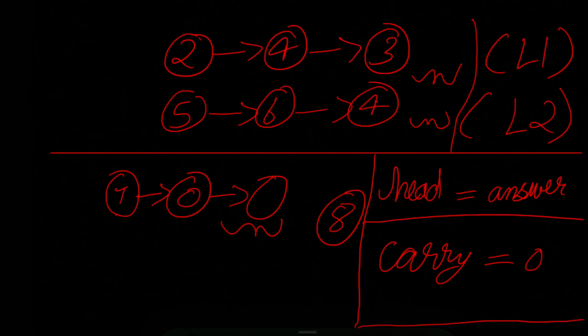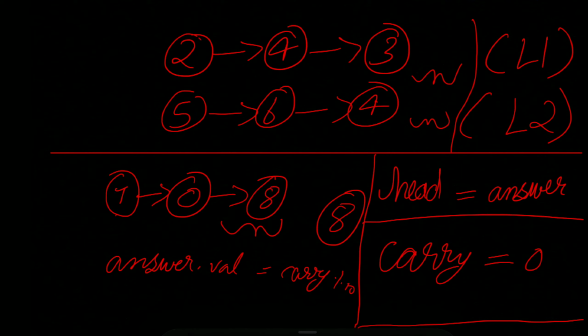Okay. So now what will happen? Now we have to check if L1 or L2 or carry has any elements inside. L1 has no element inside, even L2 has no elements inside, but carry has, right? Carry has an element. And before doing this, we have to add it, right? So answer.val will be equal to carry mod 10, which will be equal to 8. So we can put 8 here.